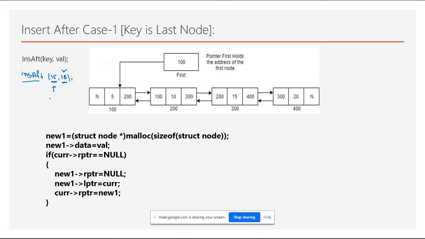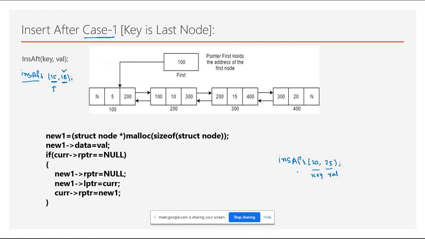Okay, so this particular function we can discuss in two cases. In the first case, the key is at the last node. Here, you know how the user is calling the function: I just want to insert after 20, and the value the user wants to insert is, say, 25. So 25 will be the value, and this 20 becomes the key.